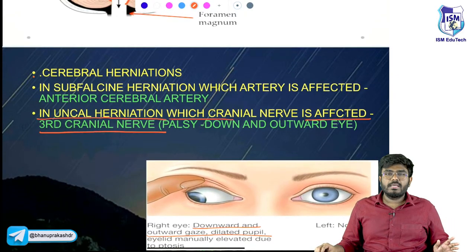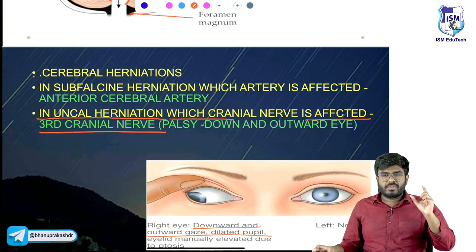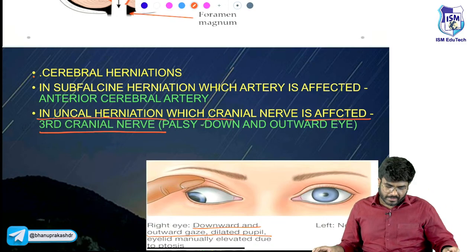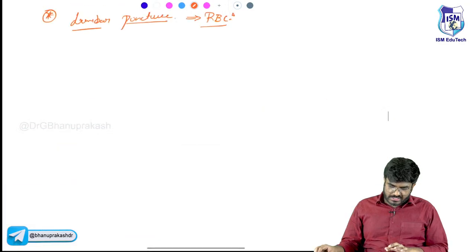Oculomotor nerve palsy is seen, where the patient is going to have downward, outward deflection of the eye with dilation of the pupil, or mydriasis. Okay, so what are the important points? Just a recap.